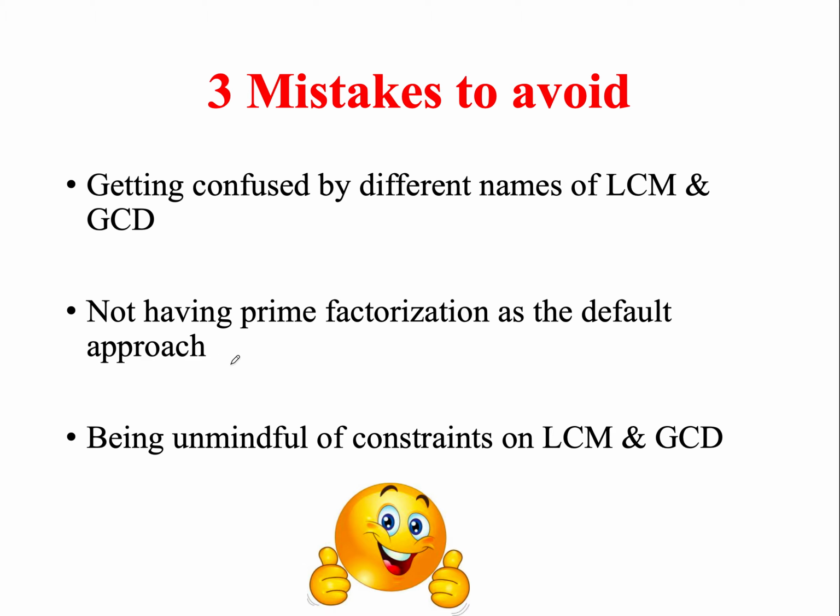Not having prime factorization as the default approach is not really a great thing. However, in LCM, we can always start from the multiples of the biggest number, like I shared in one of the questions. And the third mistake that we should be avoiding is that we should be very careful about the constraints given in LCM and HCF. For example, in the previous question, it was given that there is one chocolate left always. So we should always be careful about such constraints while answering the question.